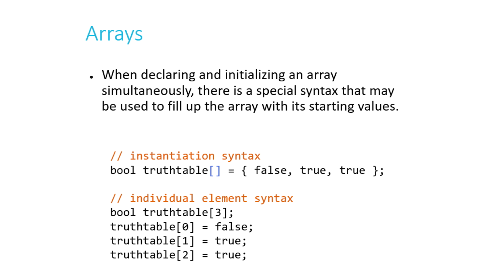Here, it doesn't look like too much has changed, but notice that in between the square brackets this time, I've actually omitted the number. If you're using this very special instantiation syntax to create an array, you actually don't need to indicate the size of the array beforehand. The compiler is smart enough to know that you actually want an array of size 3 because you put 3 elements to the right of the equal sign. If you had put 4, it would have given you a truth_table of size 4, and so on and so on.